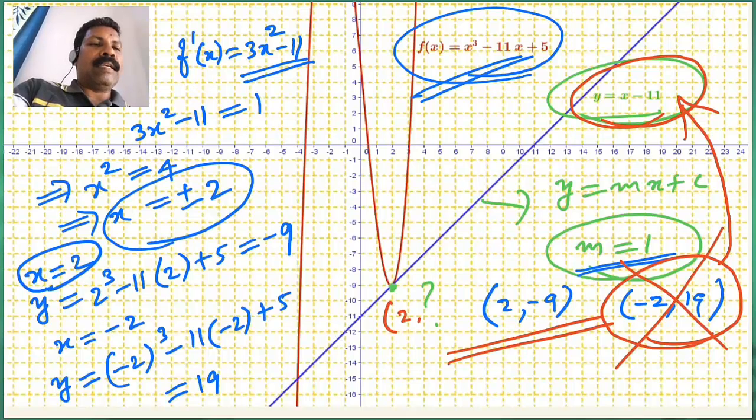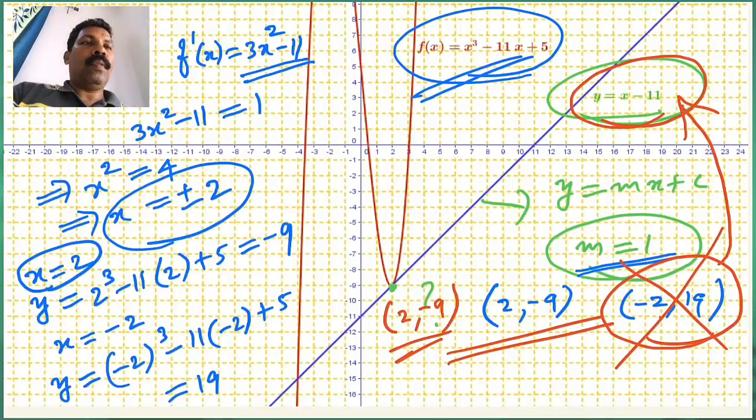At the point (2, -9), you can see this blue colored tangent, that is y is equal to x minus 11. And the second answer (-2, 19) is not admissible because it doesn't satisfy the given tangent equation. So only one point we have, that is (2, -9) on the curve, at which the tangent equation will be y is equal to x minus 11.